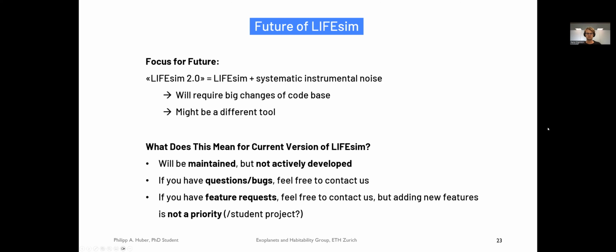So what exactly does this mean for this current version of LIFEsim? It means that it will be maintained, but not actively further developed. If you have questions, we are always happy to answer them. If you have bugs, we will always try to fix them. And if you have feature requests, we would happily collect them. And maybe if you have a student project suggestion, then this could also be implemented like this. For us, implementing new features for this version is currently not a priority, but of course, if we have time, we would be happy to do it.